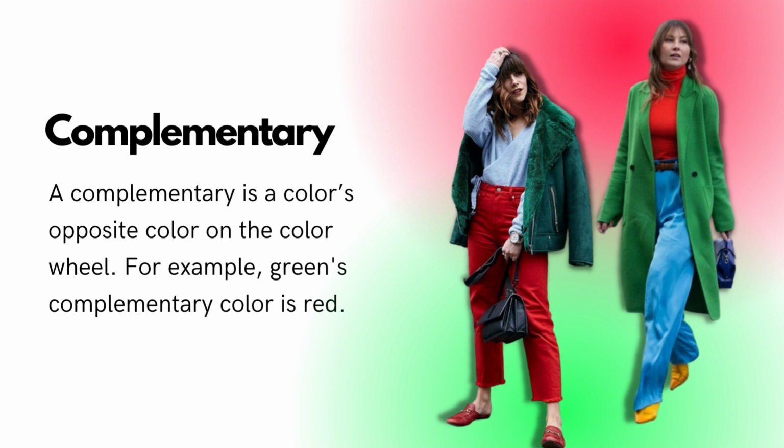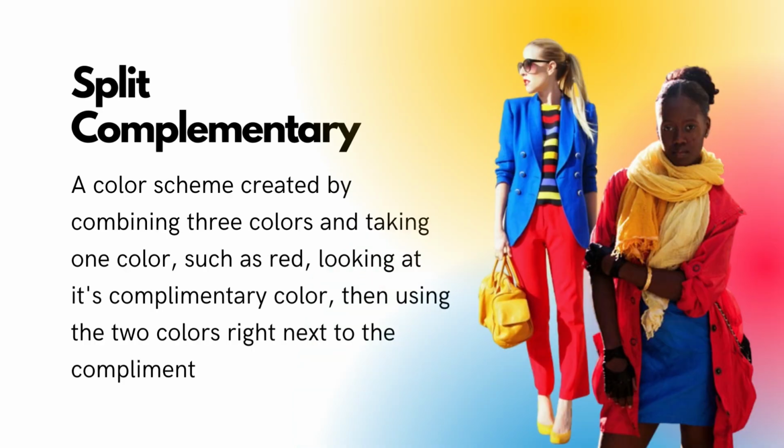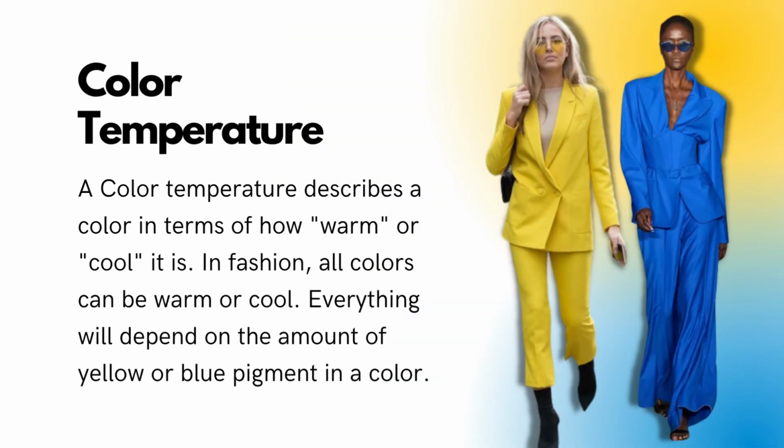The complementary is a color opposite on the color wheel. For example, the green complementary color is red. The split complementary is a color scheme created by combining three colors and taking one color such as red, looking at its complementary color, then using the two colors right next to the complement. Like we can see the red, the blue, and yellow. So the color schemes give fashion a variety of combinations and options to be made.